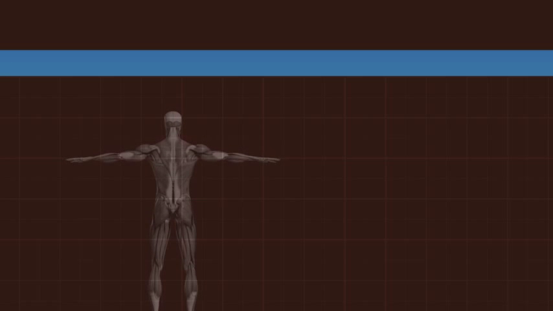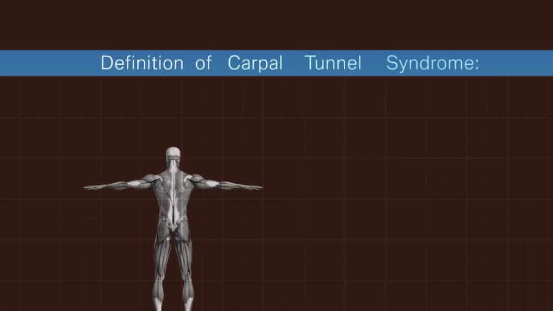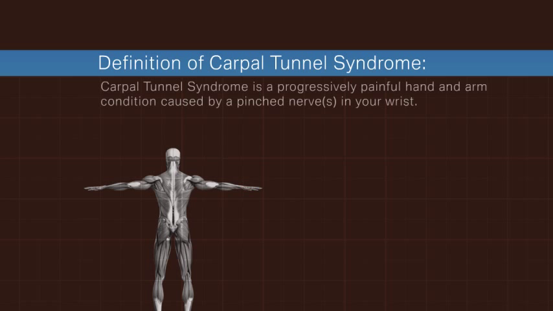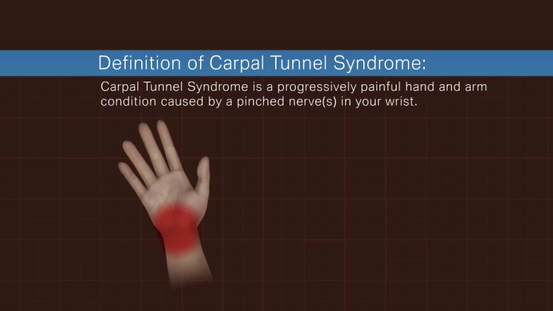Carpal tunnel syndrome. Definition of carpal tunnel syndrome. Carpal tunnel syndrome is a progressively painful hand and arm condition caused by a pinched nerve in your wrist.